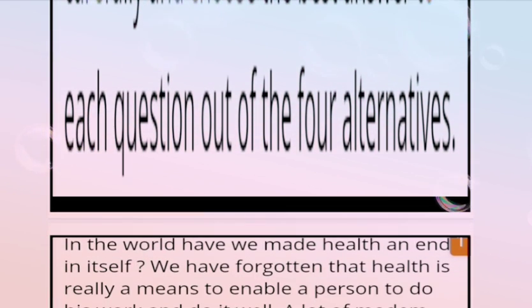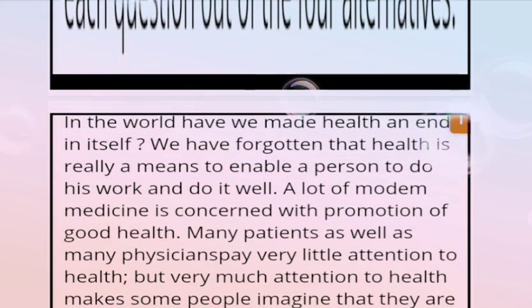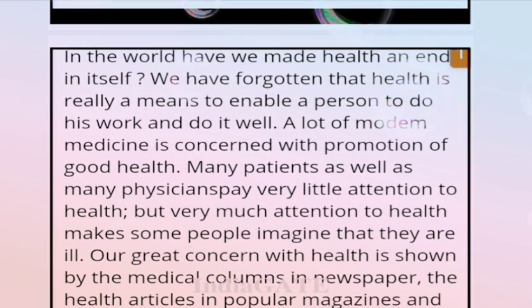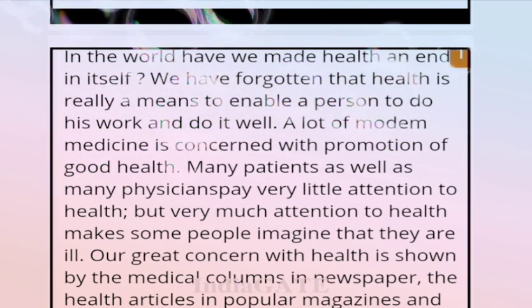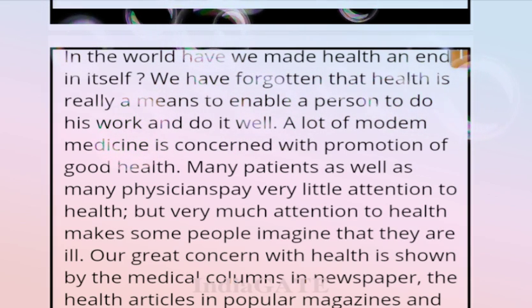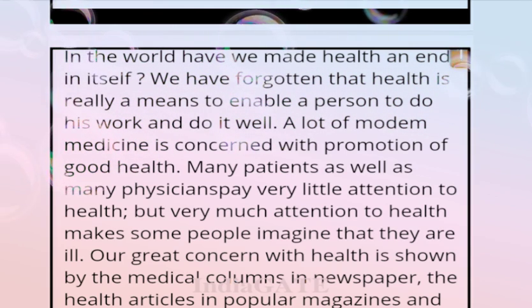Okay. Next here, directions for questions 61 to 63. Read the passage carefully and choose the best answer to each question out of the given alternatives. So here the passage is given. We have made health an end in itself. We have forgotten that health is really a means to enable a person to do his work and do it well.